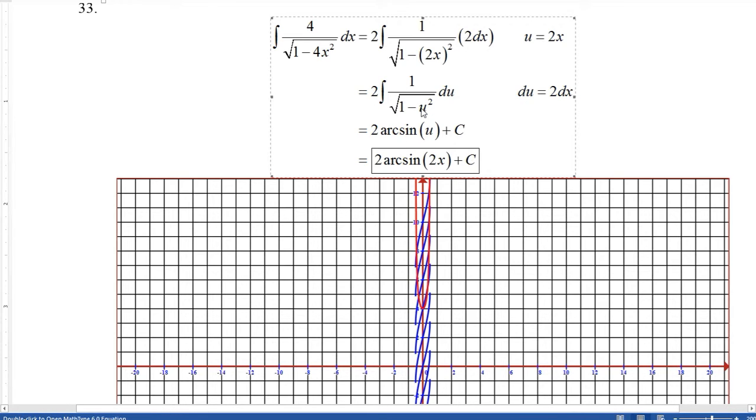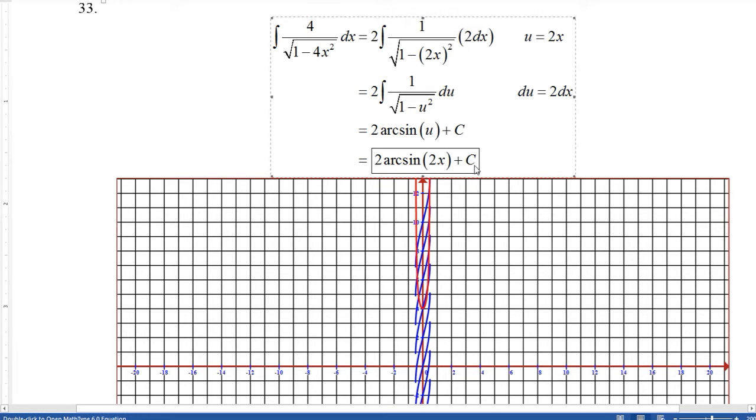The derivative of arc sine of u is 1 over the square root of 1 minus u squared. So that works out pretty nicely. Substitute back in the x. We get 2 arc sine of 2x, and of course you always have the plus c at the end.